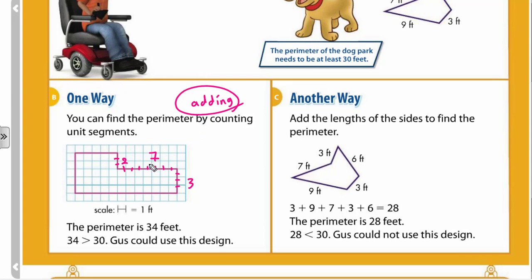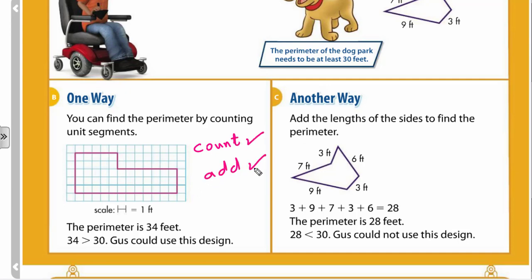You want to use adding or addition to find the parameter. This is also correct. Okay, and for this one we have the two ways. We can count. This is right. And we can also add. This is also correct. Okay, but add what? Add the lengths. So we count the length here. It's 3. And count each length and add the numbers. Okay, in both cases we will find the parameter 34.